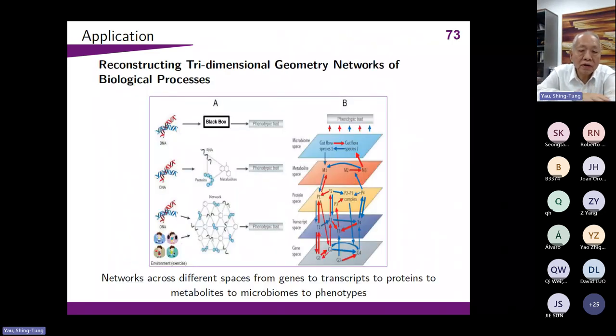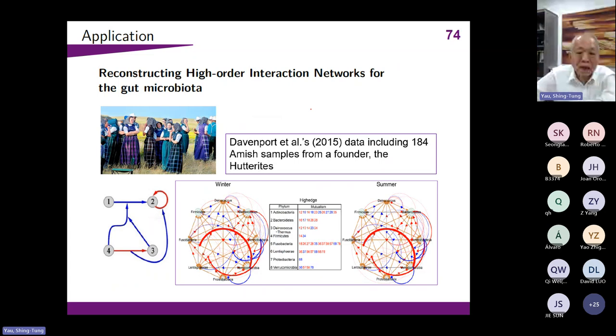So we are reconstructing tri-dimensional geometry networks of biological processes in this way. The network across different spaces, from genes to transcripts to proteins to metabolites to microbiomes to phenotypes. So this is a picture describing the process. And reconstructing high order interaction networks in gut microbiota.